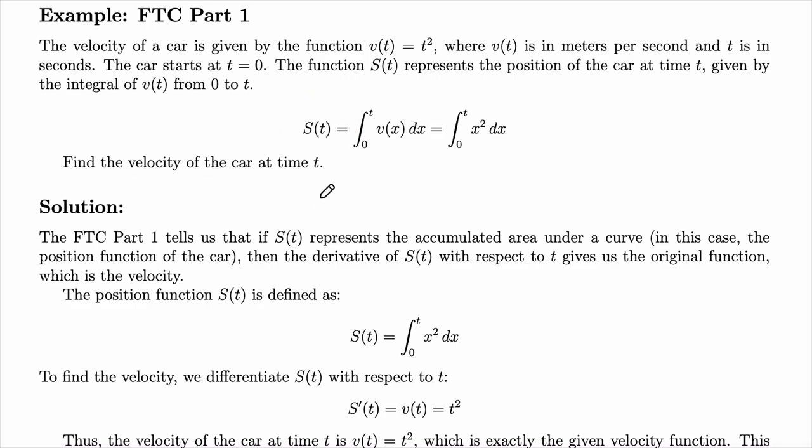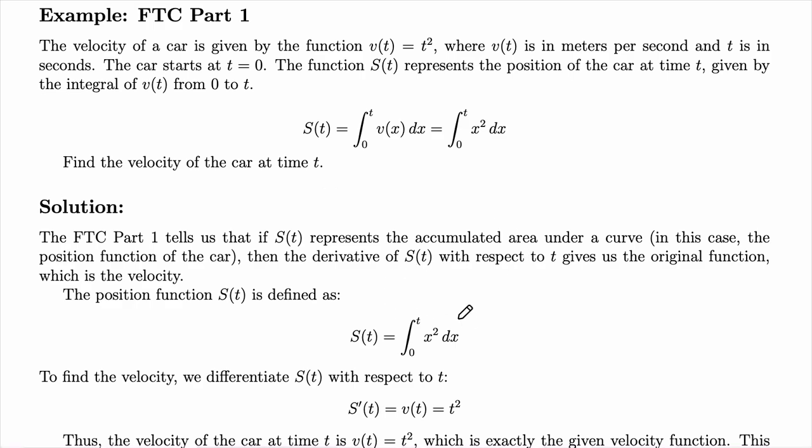So in order to do this, we're going to apply the FTC Part 1. Basically it tells us that if s of t represents the accumulated area under the curve, or specifically in the context of this problem, the position function of the car, then the derivative of s of t is going to give us the original function.